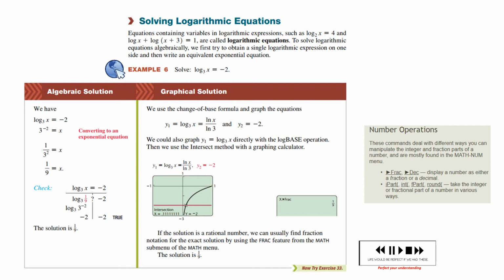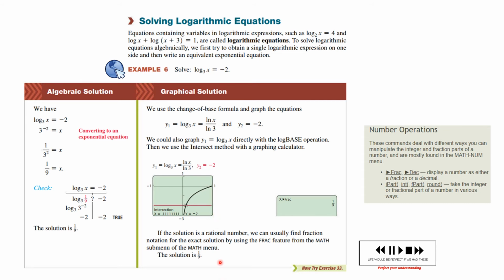Here we're now solving logarithmic equations. We're going to solve logarithm base 3 of x equals 2. Well, the algebraic solution actually is quite simple here because we just use the definition of a logarithm, changing the logarithm expression to an exponential expression, and we get x is 1/9. The graphical solution is we can use the change of base formula and look at this curve, which is going to be the left-hand side of the equation, and this being the right-hand side of the equation, and see where they intersect. And again, you get 1/9.